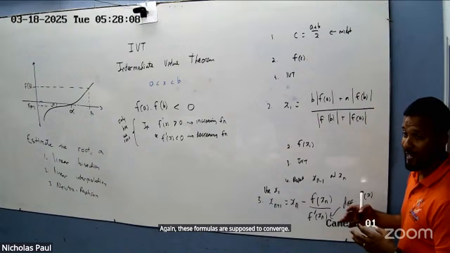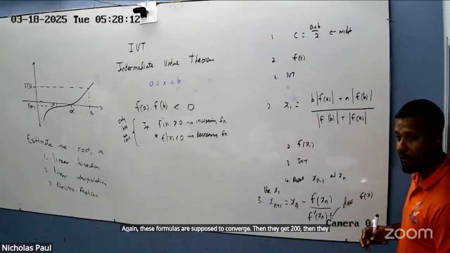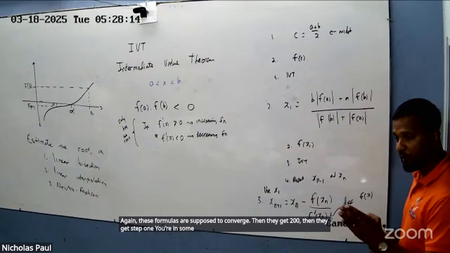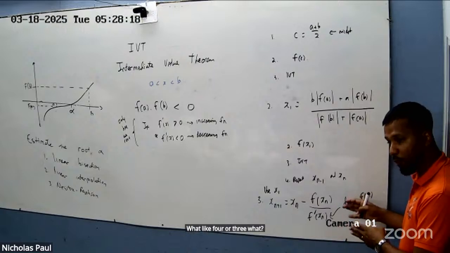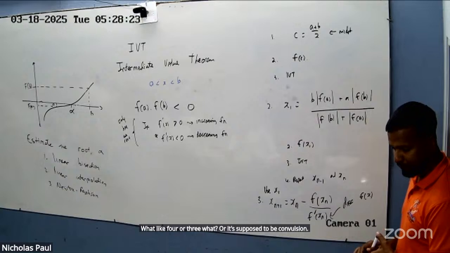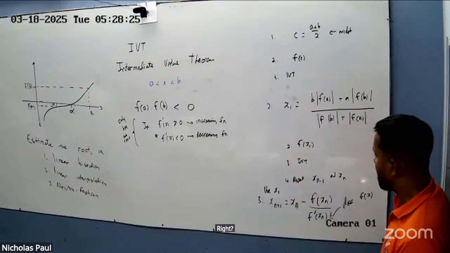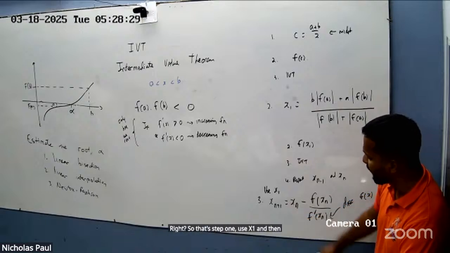So if you recognize it going further, like you get 9, then you get 200, then you get 7, you're doing something wrong. Right? You're supposed to get 1.5, 1.43, 1.4. It's supposed to be convergent. So that's step 1. Use x1 in the Newton-Raphson formula.